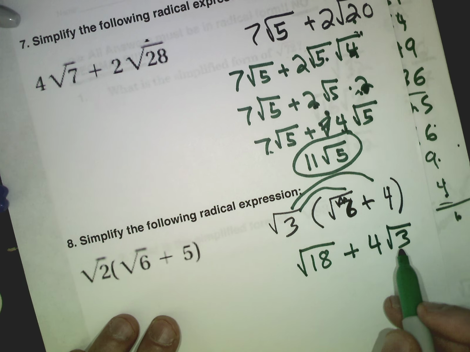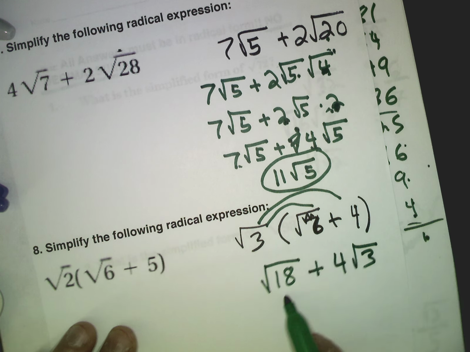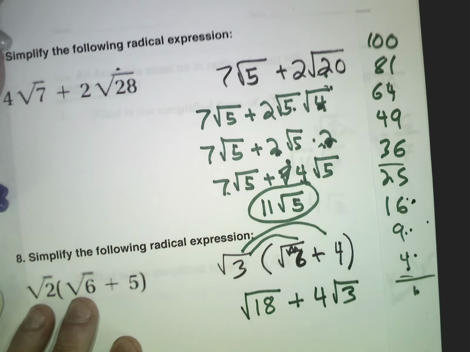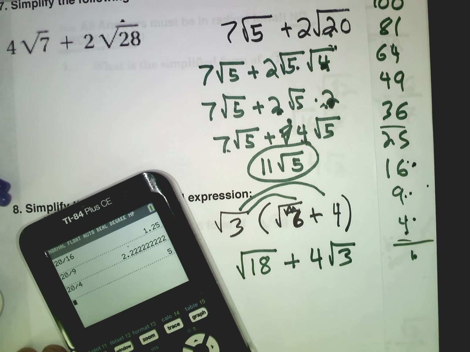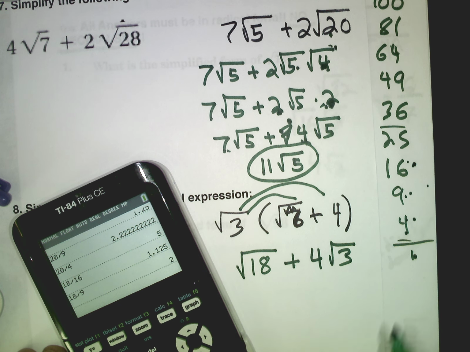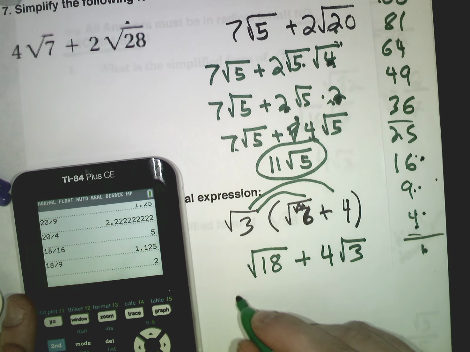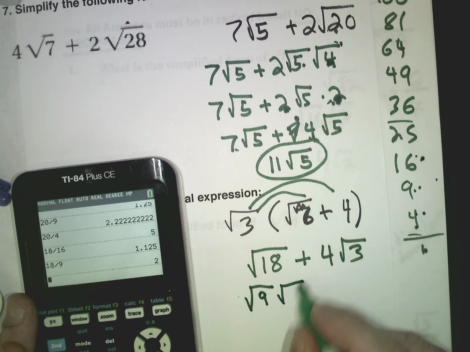Now, next step. Square root of 18. Square root of 3 is smaller than 4, so I can't simplify square root of 3 anymore, but 18 has 3 options. I could use 16, 9, or 4. So let's try these options. 18 divided by 16, decimal, 1.125, not good enough. 18 divided by 9 is 2, so square root of 9 times square root of 2.